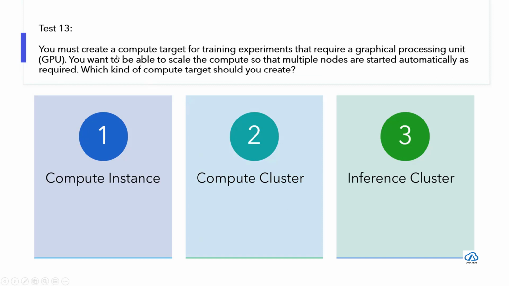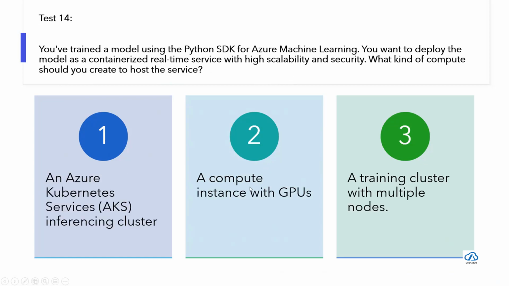Then the next one is: you must create a compute target for training experiments that require a graphical processing unit, which is a GPU. Your training needs a GPU. It could be a PyTorch or TensorFlow based model. You want to be able to scale the compute so multiple nodes are started automatically as required. Which kind of compute target should you use? There is compute instance, compute cluster, and inference cluster. The compute instance is for something small. The number two, compute cluster, is for something big, which is GPU. A lot of people answered two.